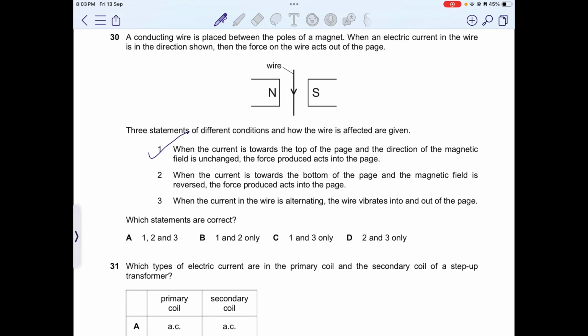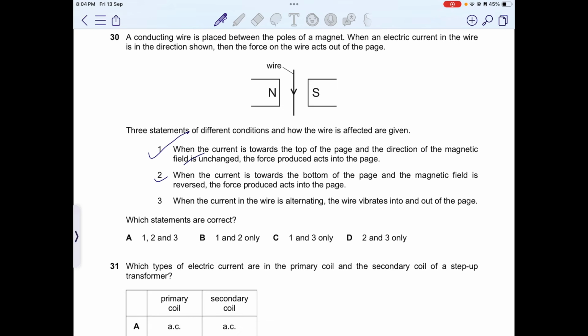Now it says when the current is towards the bottom of the page. All right, now you take the current as the bottom of the page. That is basically towards you, and the magnetic field is reversed. When the magnetic field is reversed, you keep your middle finger the same, but your hand will move to the opposite direction. Your index finger now points towards the left. You would see that your thumb is now downwards. So again, that too is also correct.